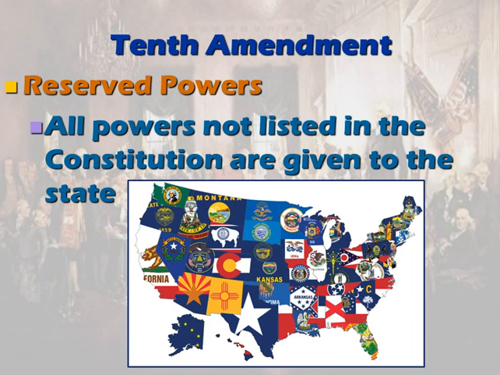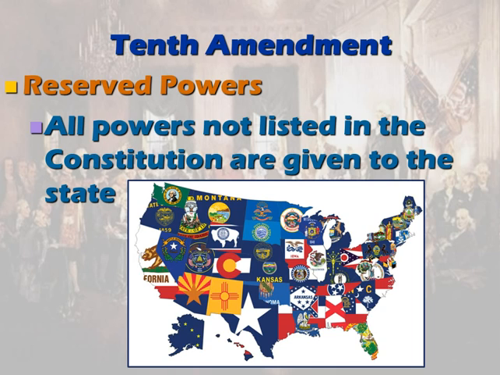Going along with that, the 10th Amendment is put in place to make the Anti-Federalists happy. Remember, the Anti-Federalists were concerned that the national government might get too much power. So what the 10th Amendment says is that anything not listed, so all that stuff in the 9th Amendment, all those powers that are not directly listed in the Constitution, those are reserved powers. What that means is they're saved for the states.